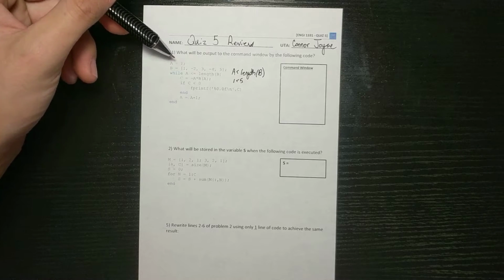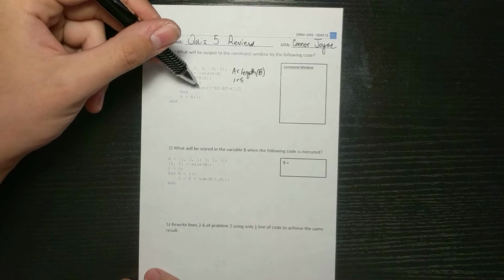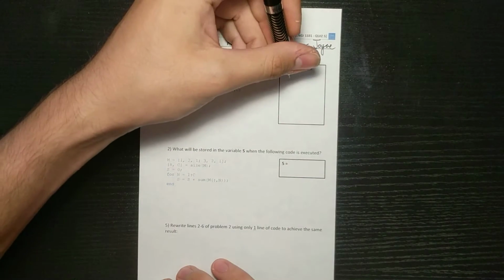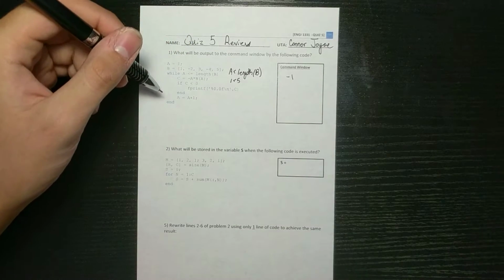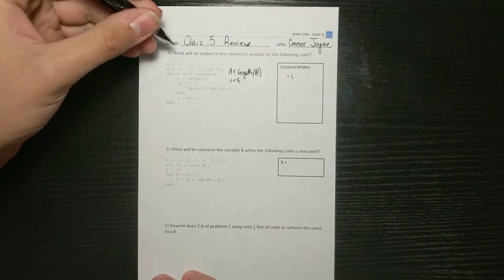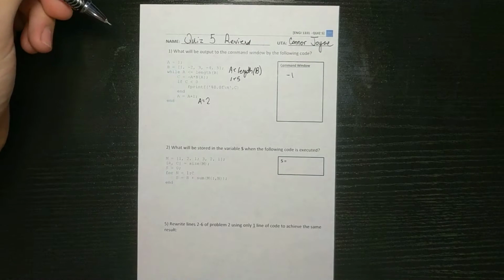Negative 1 times B of 1, which is negative 1. C is negative 1. If C is less than 0, fprintf C. So we're going to fprintf negative 1. And then A equals A plus 1, so first time A was 1, now A is 2, and we run the loop again.